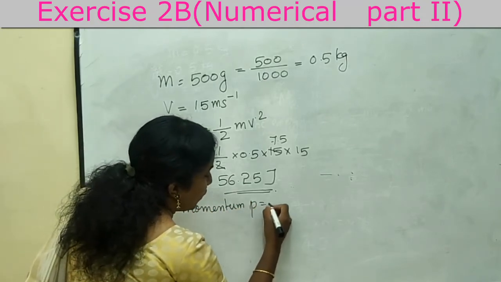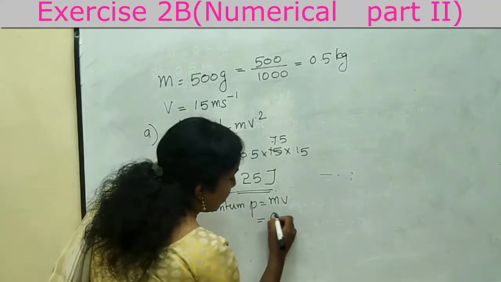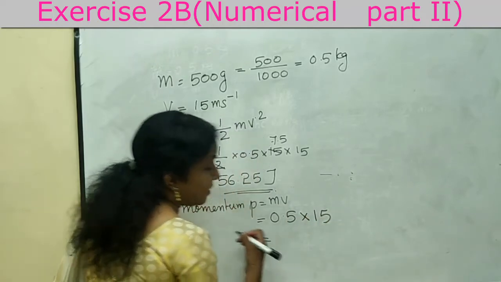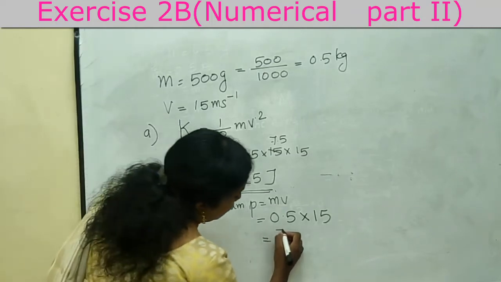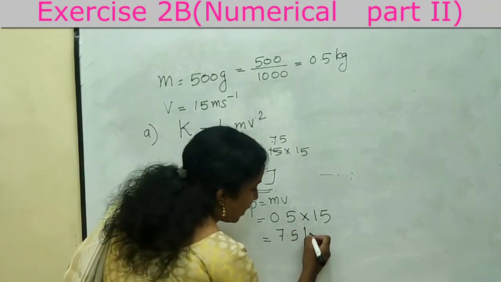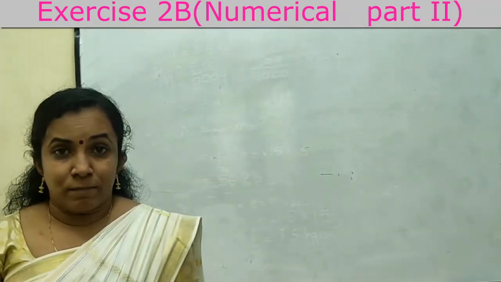Momentum P is equal to mass into velocity. Therefore, it is 0.5 into 15, which is equal to 15 5s are 75. So, it is 7.5 kilogram meter per second. We can move to the next question.